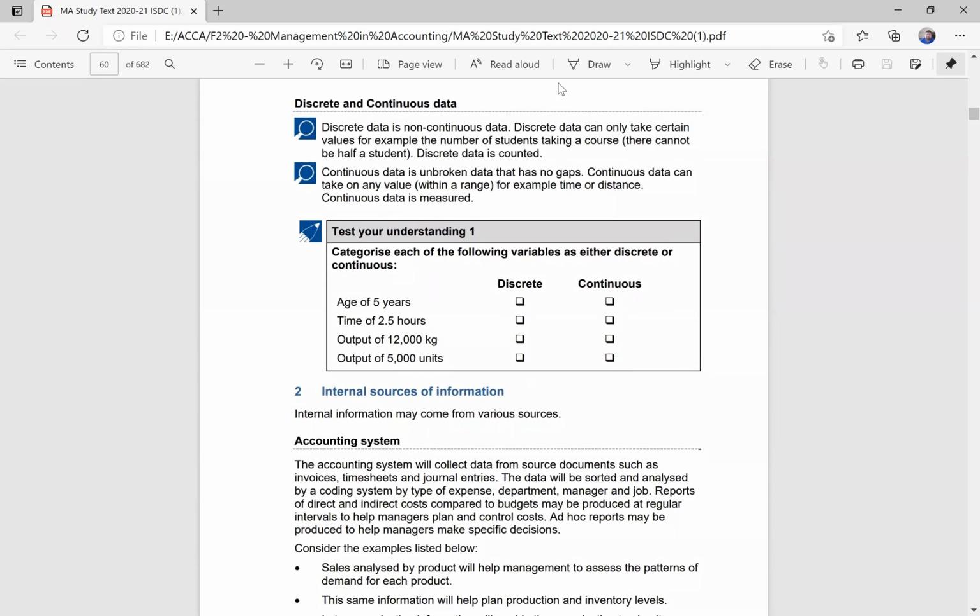Discrete and continuous data. Discrete data is non-continuous data. What do I mean by non-continuous data? Discrete data can only take up the values that are countable. Continuous data is such that is going to take up values that are out of the range that we can also count. Okay.